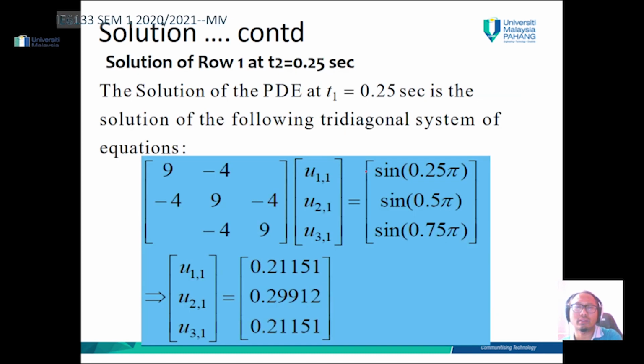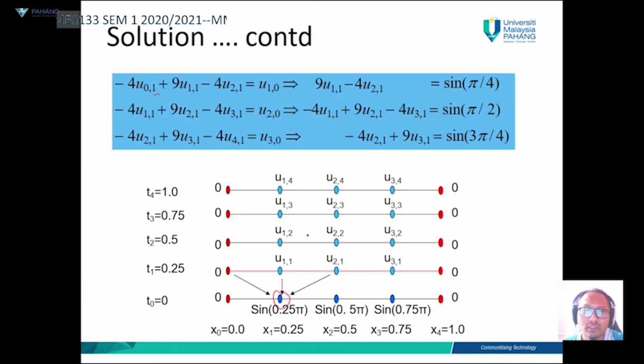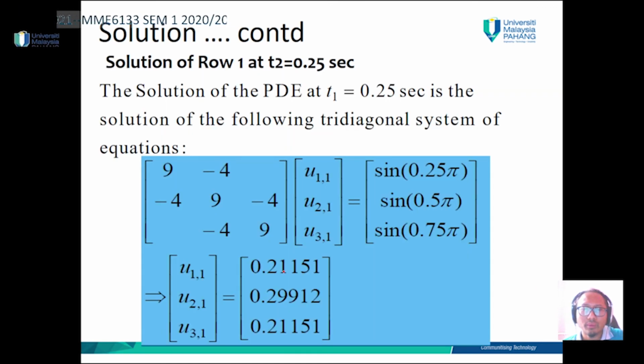And from these three equations, we can solve using matrix by using any software, MATLAB, or just a simple calculator, to obtain the values of u11, u21, and u31. So this will be the value for this part here. We are going to obtain the value for u11 as 0.2, u21 as 0.29, and u31 as 0.21151.